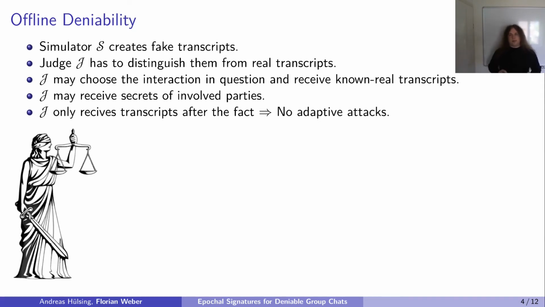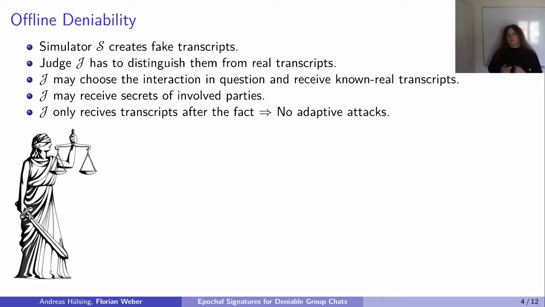Now, deniability is usually defined by saying there should be a simulator that's efficient, that can create fake transcripts that some judge can then not distinguish from real transcripts. Now, the question, of course, is from where should the exact content of what is going on come. Usually we want that this applies for arbitrary interactions, and so the way this is normally modeled is by having the judge choose the interaction that she then has to distinguish, which is how we model this here.